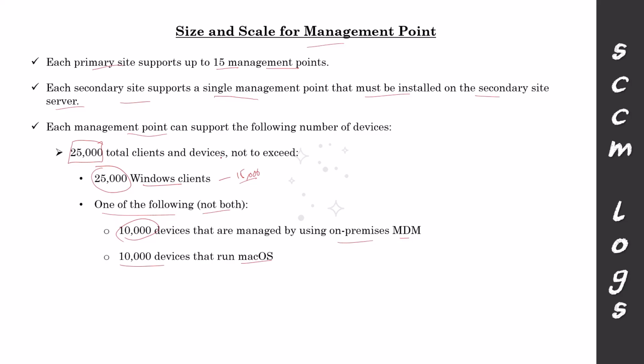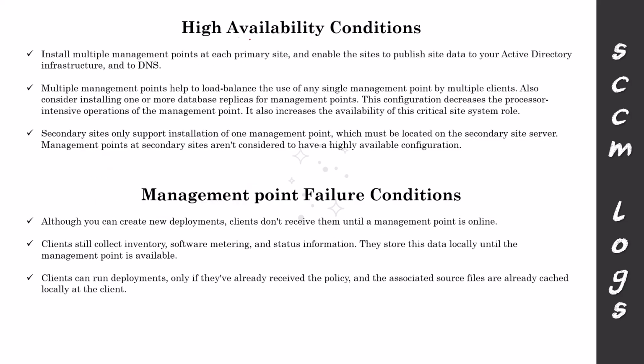Next, high availability conditions. High availability means that whenever any disaster occurs, we need to make sure the clients are still reaching the MPs, right? In that case, we can have multiple MPs in our primary site, which will be very helpful. Here it says to install multiple management points at the primary site, and enable the site to publish the site data to AD and DNS as well.